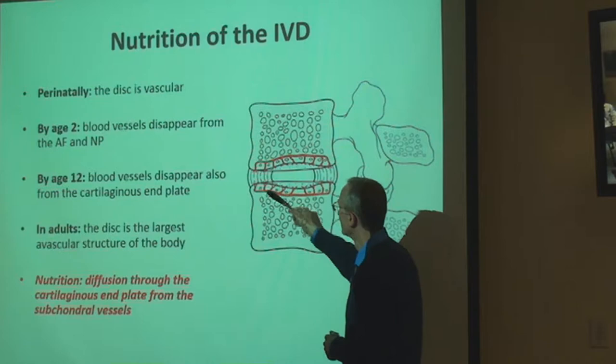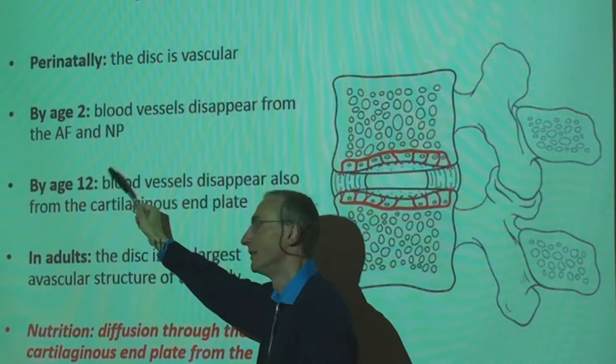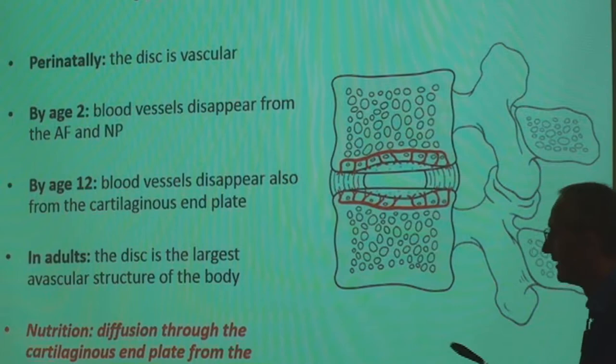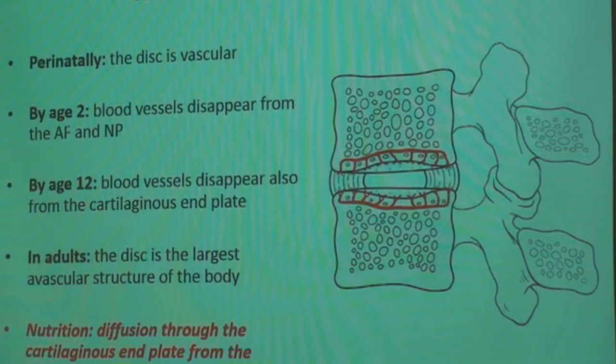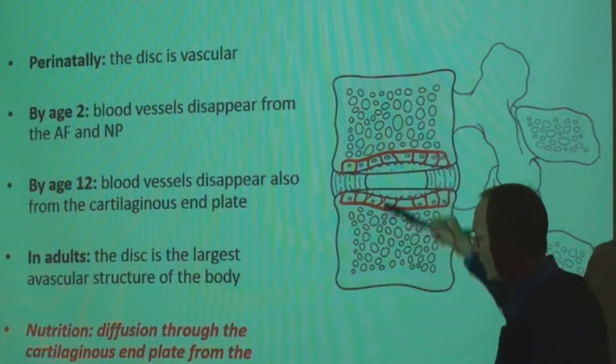By age 2 already, the blood vessels start to disappear, especially from the annulus fibrosus and nucleus pulposus, but by the age of 12 to 16, the blood vessels are completely gone from the disc and even from the cartilaginous end plate. So in adults, the intervertebral disc is the largest avascular structure of the body. Its nutrition is exclusively through diffusion. Diffusion of nutrients from the vertebral body through the end plate to the disc.